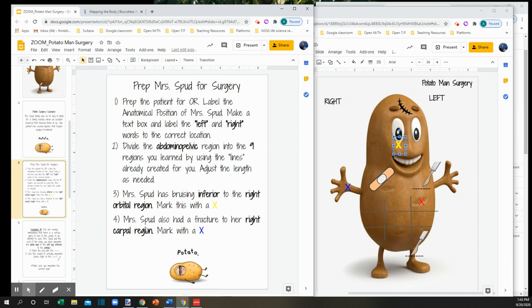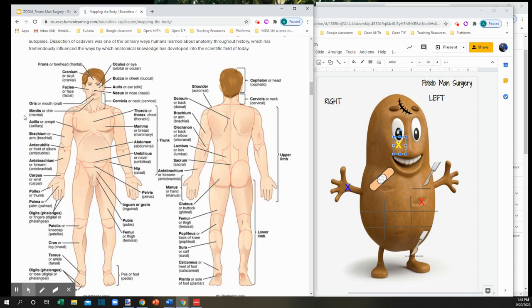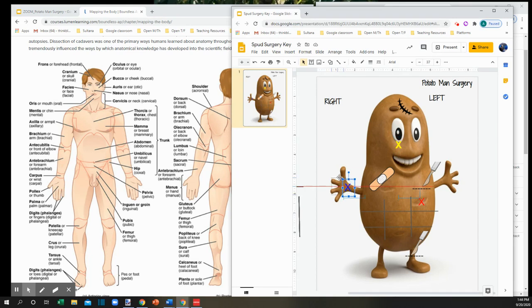The next one was Mrs. Spud also had a fracture to her right carpal region. If you think back to a diagram like this, the carpus or the carpal region was right where the arm and the hand meet. Some of you may have put your X over on the hand, or maybe more on the arm, and you wouldn't have gotten credit for it if it was a test, because it needs to be in the correct location. It needs to be right where they are connecting. Make sure you are a little bit exact with that, even if it takes a bit of time to move it around.